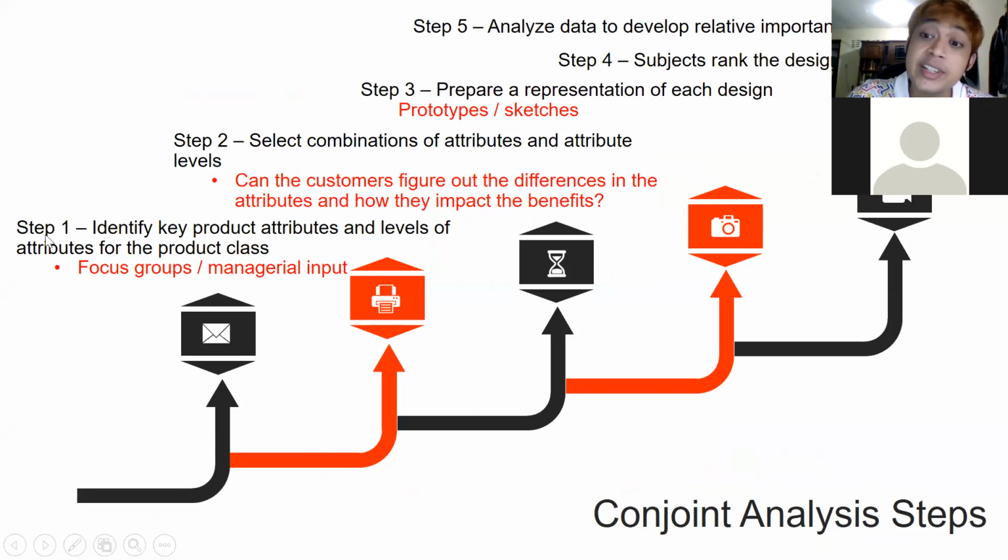Okay, so the first is you identify the product, and then the attributes and also the levels. You can do this by focus group discussions or by reading some journals.